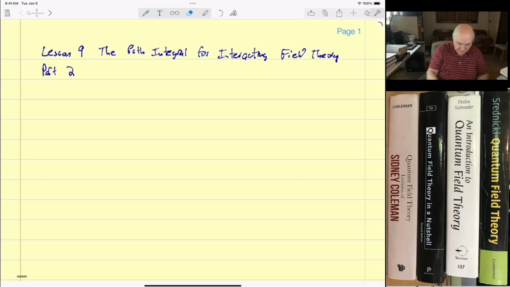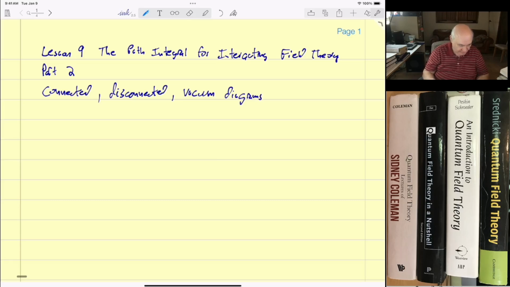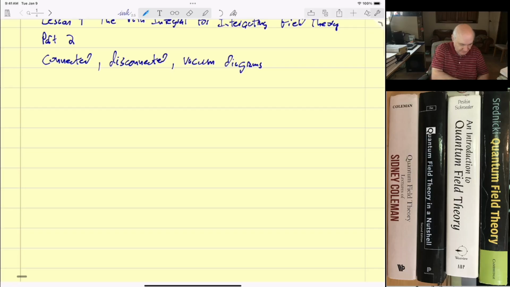In this part, we're going to focus on just organizing connected and disconnected vacuum diagrams. And we'll find that the path integral can be simplified. So let's just start by defining terms.